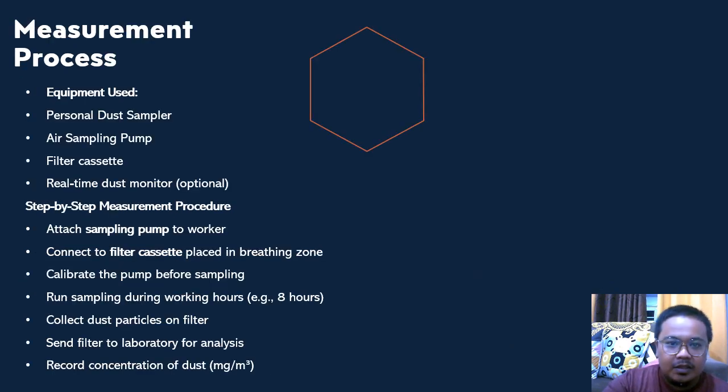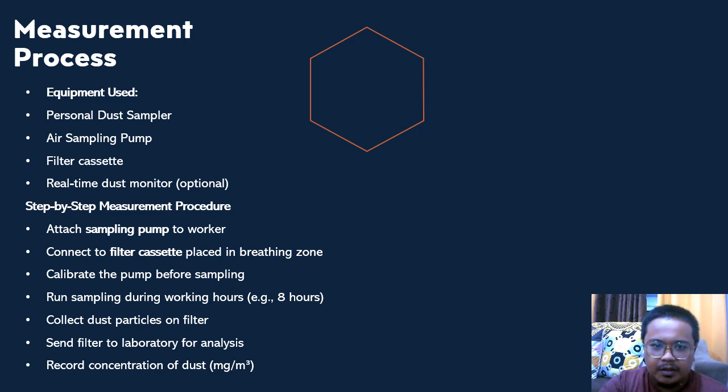Slide number 6. Measurement process, measurement equipment. To measure the dust exposure, several instruments are used. These include a personal dust sampler, air sampling pump, filter cassette, and real-time dust monitor. These tools help us determine the amount of dust our workers are exposed to.